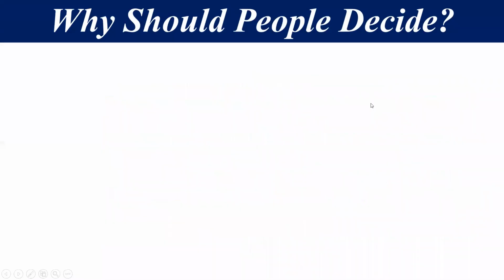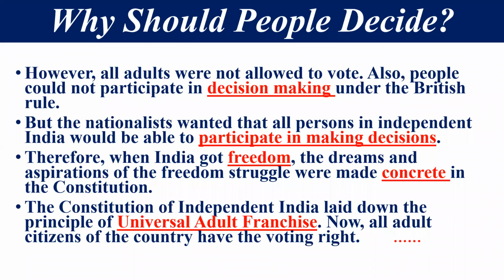So dear student, however, we can say that not all the adults were allowed to vote. All the adult citizens have the right to vote, but in extreme conditions they were barred, they were banned. Like some people who are in criminal activities, or some people who are of unsound mind, they can't participate.